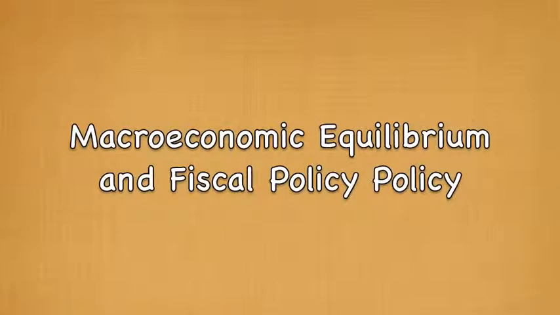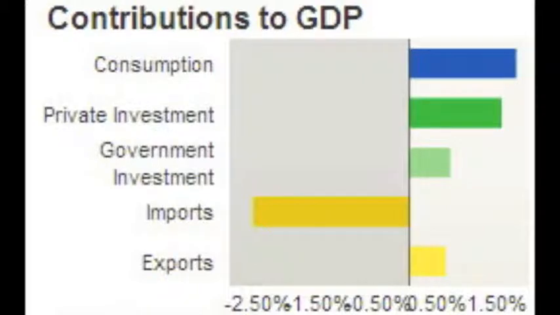For my project, I'm going to explain the macroeconomic equilibrium, how it changes throughout time in the economy, and how it can be fixed using fiscal policy. In the economy, the aggregate supply and aggregate demand graph is used to measure and determine changes in price level in the economy and real gross domestic product, or GDP.